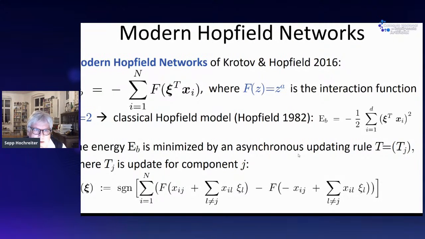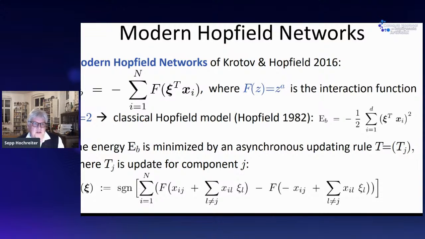And recently, with the seminal paper of Dima Krotov and John Hopfield, the energy was changed. It's still a binary energy, therefore this B here. But now, if you remember, I showed you this formula where this in brackets was squared. Now, instead of squaring it, we say, hey, let's use a function, capital F, which is called an interaction function. And this function is just a polynomial where it's to the exponent a.